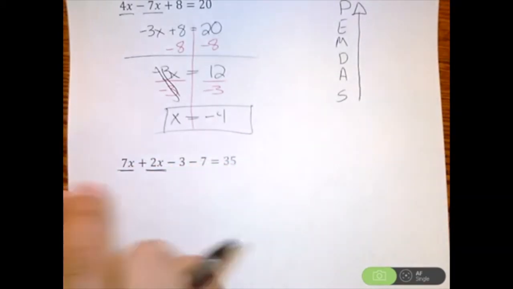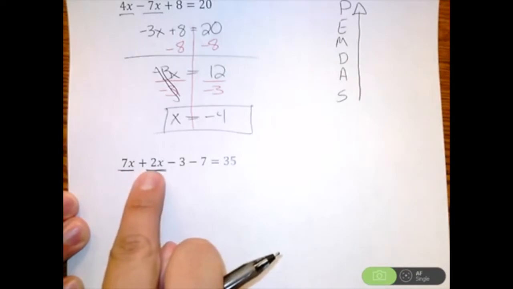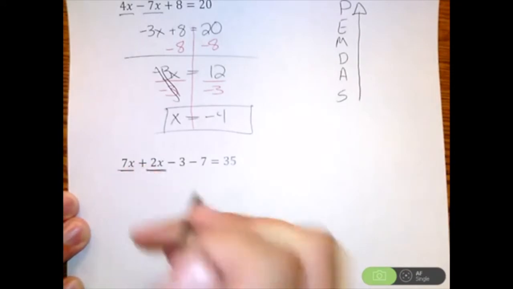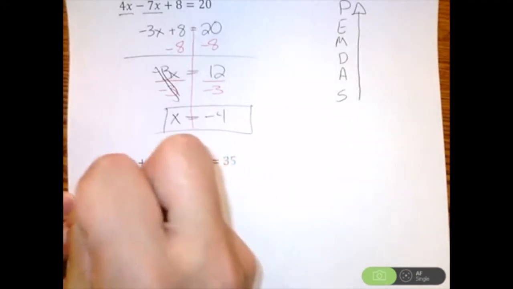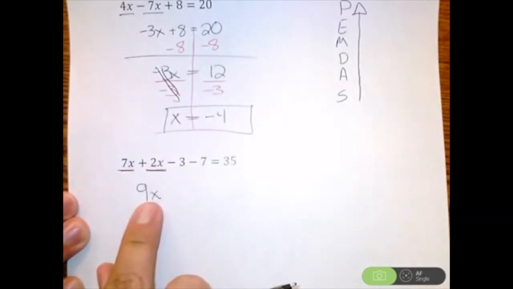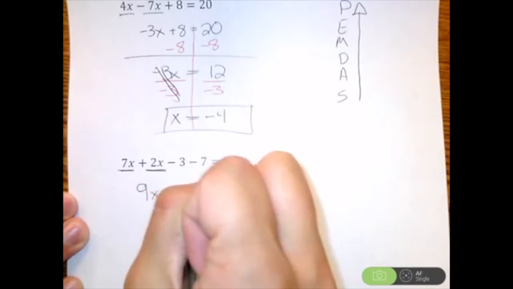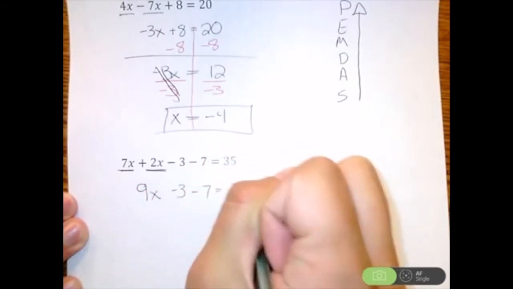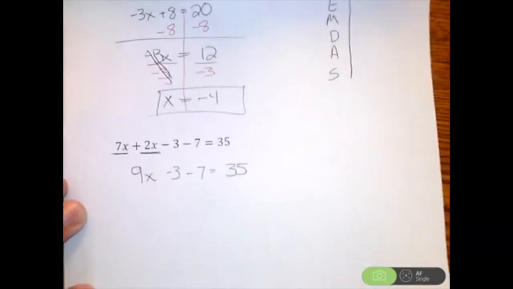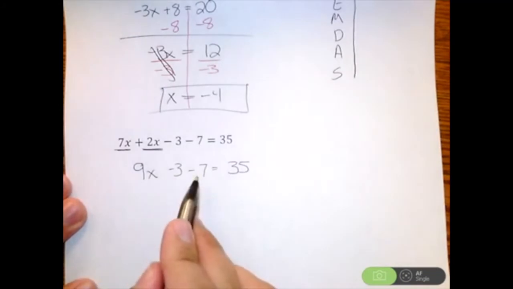We're going to start one bit at a time. So let's do 7x plus 2x. So 7 plus 2 is 9. Still have that x hanging out. Don't forget that x. It's still with it. Have a minus 3 here. Have a minus 7 equals 35. I'm almost there. If you look, I also have some integers here that can combine.